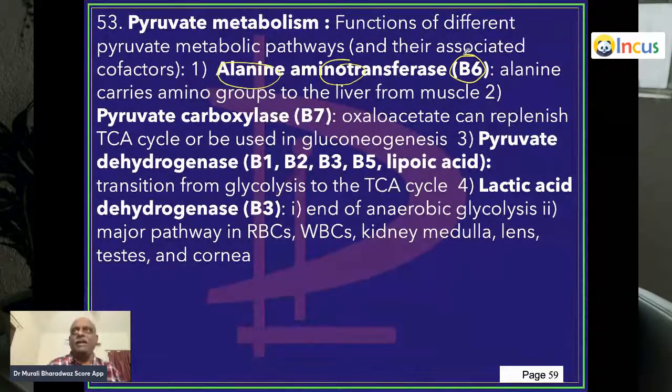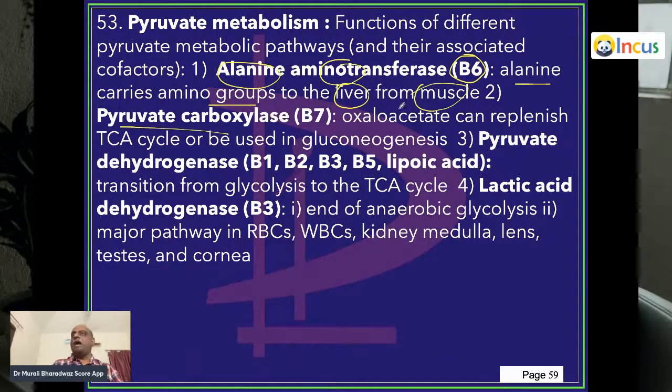Already we discussed in the vitamins, right? Vitamin B6 is part of many aminotransferases. Vitamin B6, pyridoxine. Then alanine carries the amino group to the liver from the muscle. Typically in the muscle, whenever too much pyruvate is being produced by glycolysis, that pyruvate is converted into alanine, and alanine will take the amino group to the liver, and there it is metabolized. Then pyruvate carboxylase.